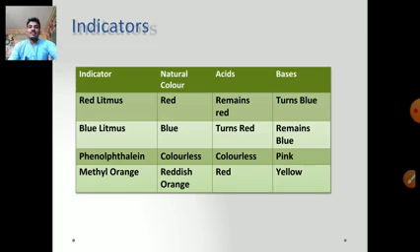And second one is the blue litmus paper. Its original color is blue. In acid, it turns red, but in bases it remains a blue color.